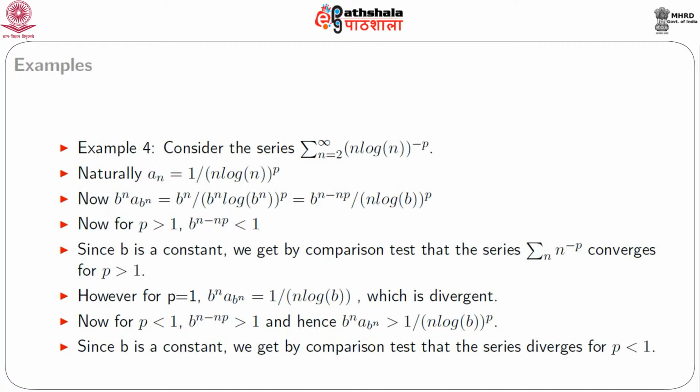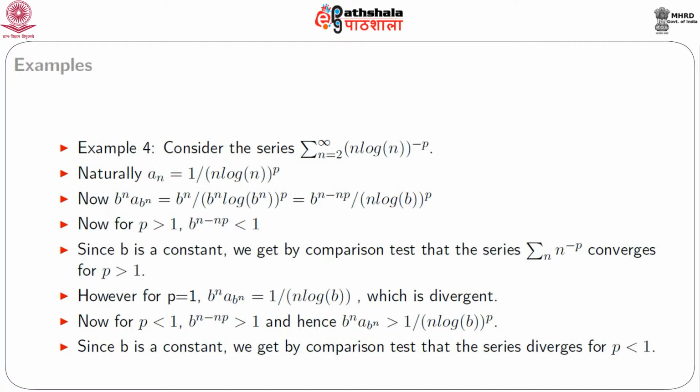So we consider some b greater than 1 and take the term b^n multiplied by a(b^n), which comes out as b^(n - np) divided by (n log b)^p. Now for p greater than 1, b^(n - np) is less than 1. Since b is a constant, we get by comparison test that the series sum over n^(-p) converges for p greater than 1.